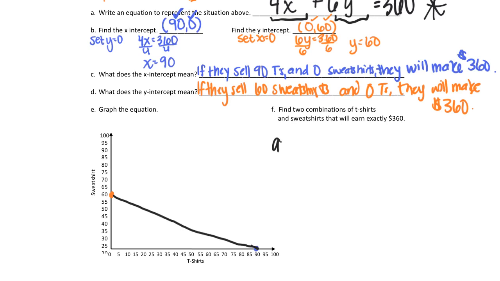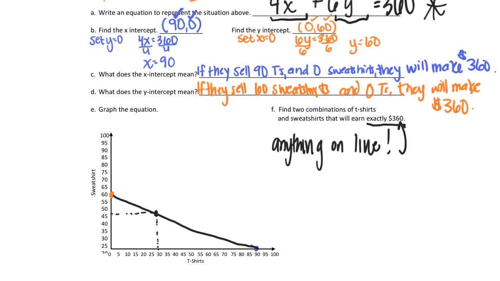Anything on the line represents a combination that will earn exactly 360. So this is kind of hard for me to see because I don't have tick marks on my graph. But like 30, 45 looks like it's pretty close. I guess I could plug in. But any point that is exactly on that line will give you a combination of things that will equal exactly 360.